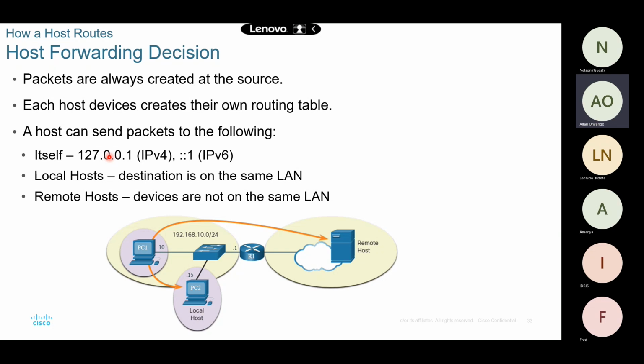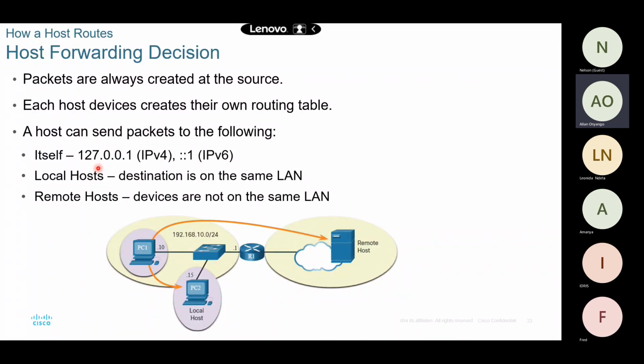Now, a message from a PC can be sent in 3 ways. And of course, it's a packet. So a PC can send a message or a packet to itself. And if you want to do that, you just need to ping this particular IP address, 127.0.0.1. This is called a loopback IP address. Every time you ping this IP, it's like the device is actually pinging itself. It does not belong to a specific device.